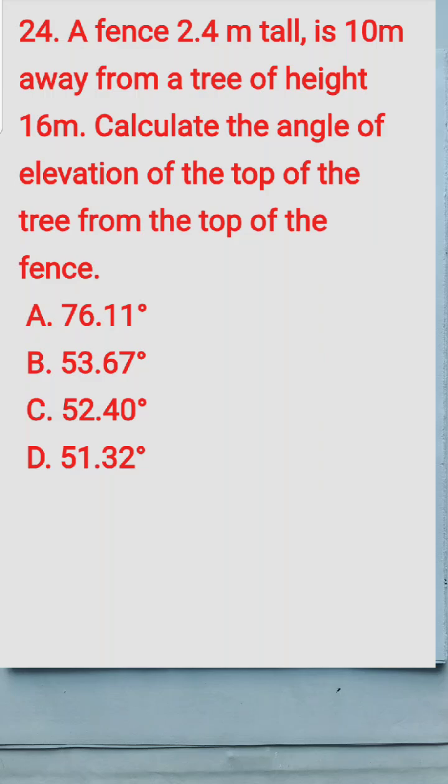Question 24. A fence 2.4 meters tall is 10 meters away from a tree of height 16 meters. Calculate the angle of elevation of the top of the tree from the top of the fence.